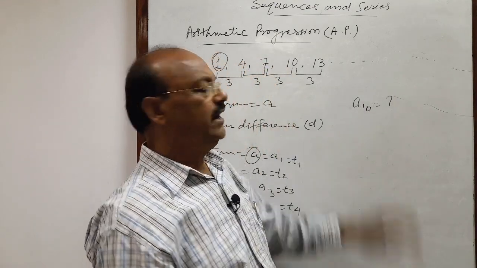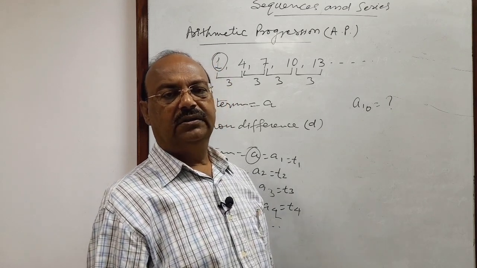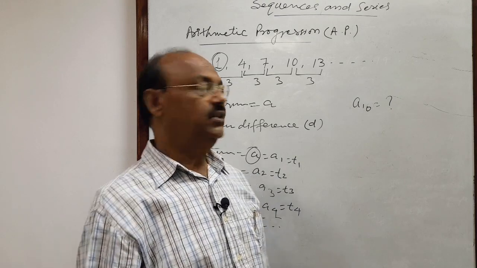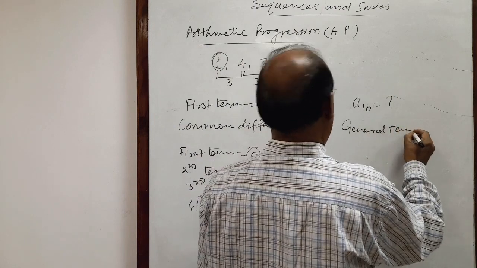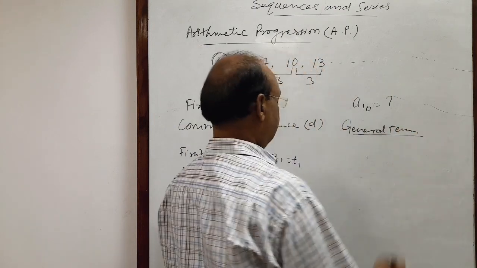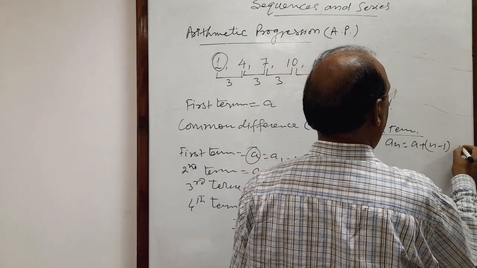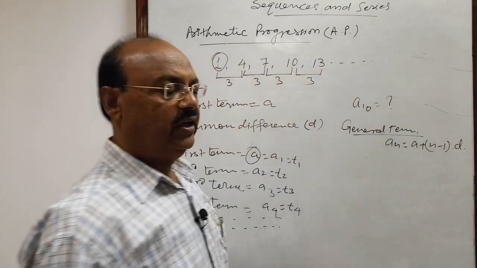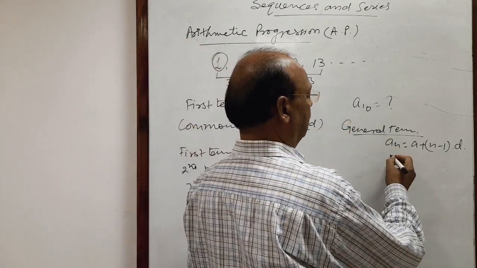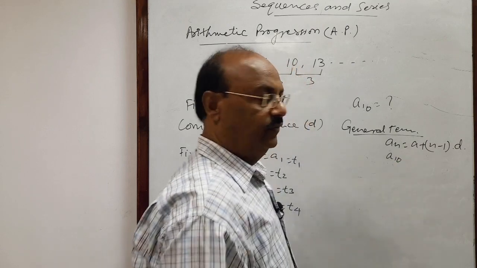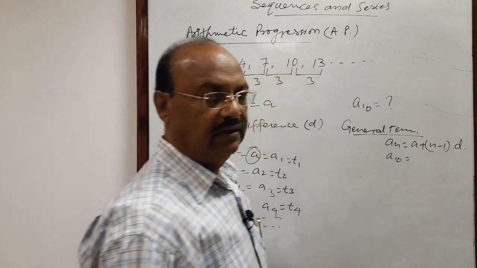For finding a desired term of an arithmetic progression, there is a formula which is known as the formula for the general term. This formula is an is equal to a plus n minus 1 into d. Correct? So if you want to find the 10th term, in place of n we have to write 10, a10, and we have to put the values of a, n and d, and we will get the answer.